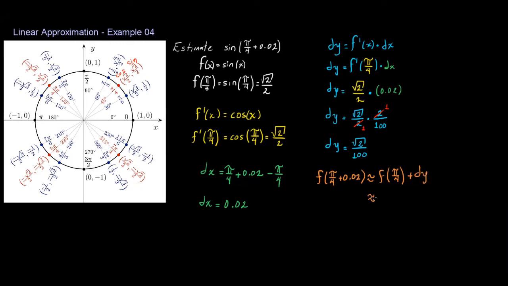So in other words, this f of pi over 4 plus 0.02 would be equal to f of pi over 4, and we know what that is: the square root of 2 over 2, plus the dy we just found, which is the square root of 2 over 100. And well, we can be sure this is actually what we're looking for. This is the approximation we're looking for. And with this, we are done with this example.